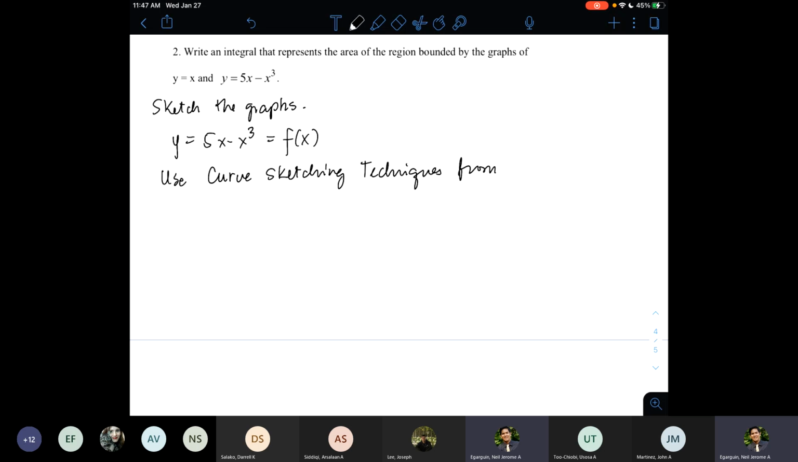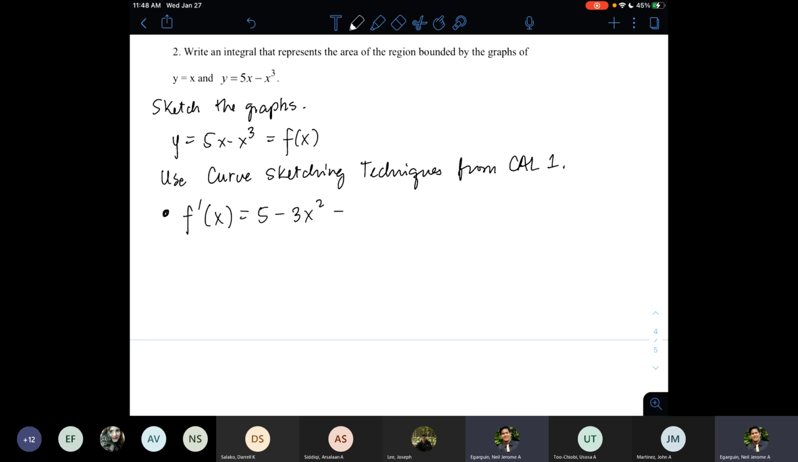From Cal 1, so that we'll have an idea whether the graph is increasing or decreasing, where it is concave up or concave down, so that I'll have a good idea how the graph looks like. So yeah, this is something from Cal 1. First I need to find f prime, the derivative. It's going to be 5 minus 3x squared.